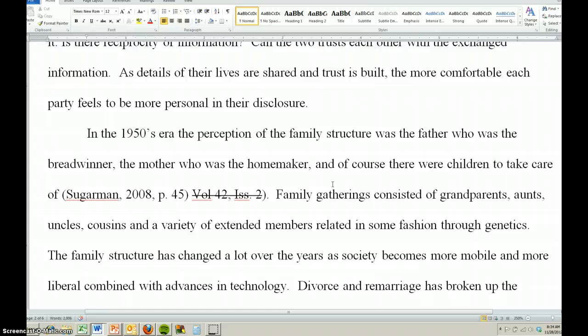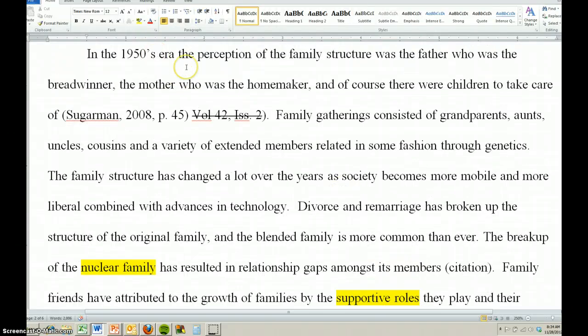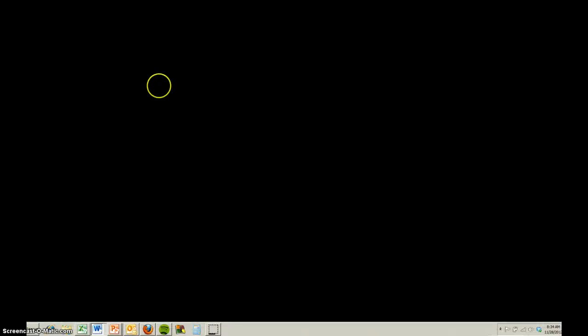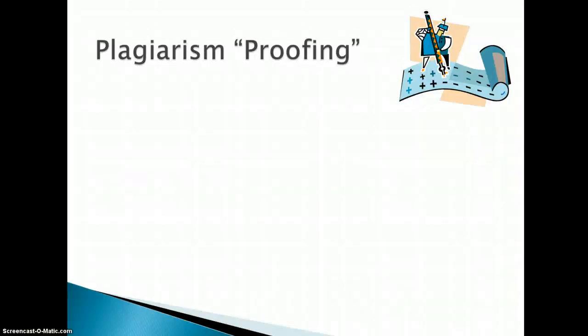Okay, so that's all I'm going to look at for right now. What I want to go over next is how to avoid plagiarism, or what I call plagiarism proofing. You know how you proofread for the quality of a paper? You need to proofread for plagiarism as well. So let's talk about how to do that. For this, I would grab a piece of paper and take some notes so that you can do this for your final papers that are coming up in this class. So go ahead and grab a piece of paper.